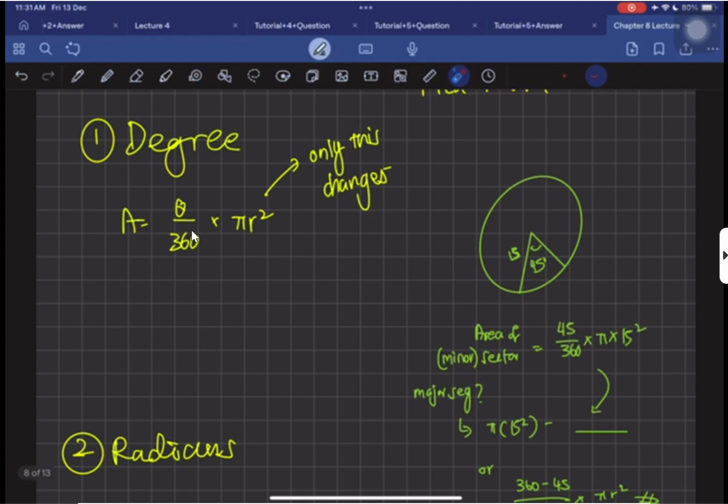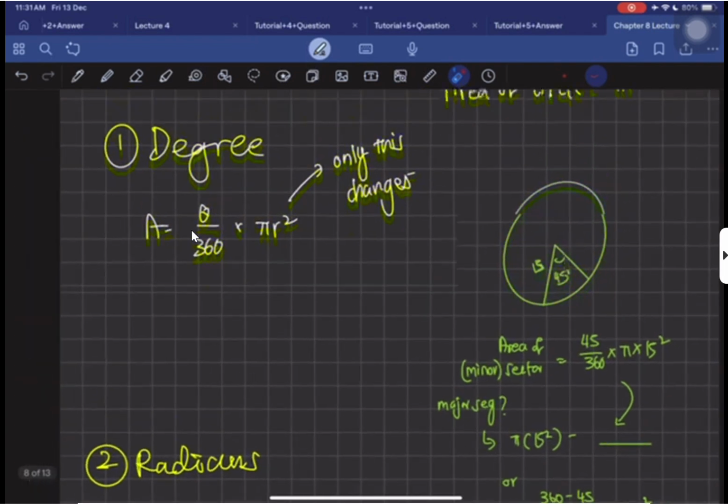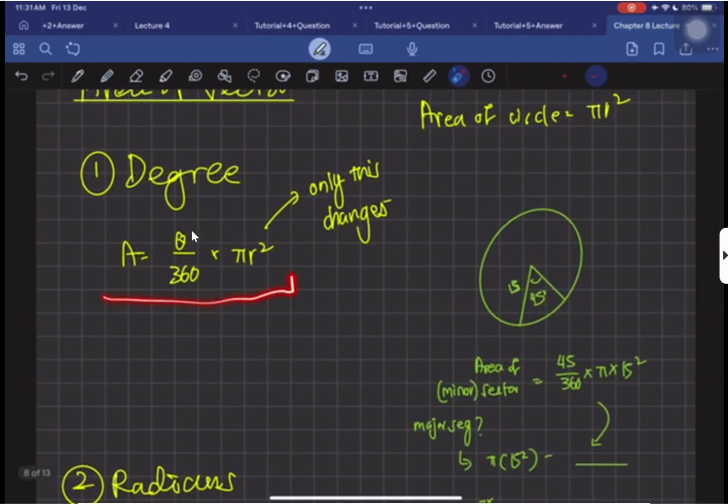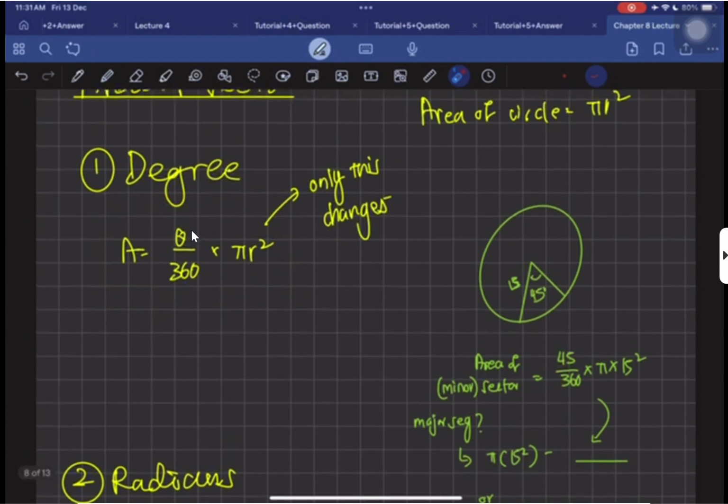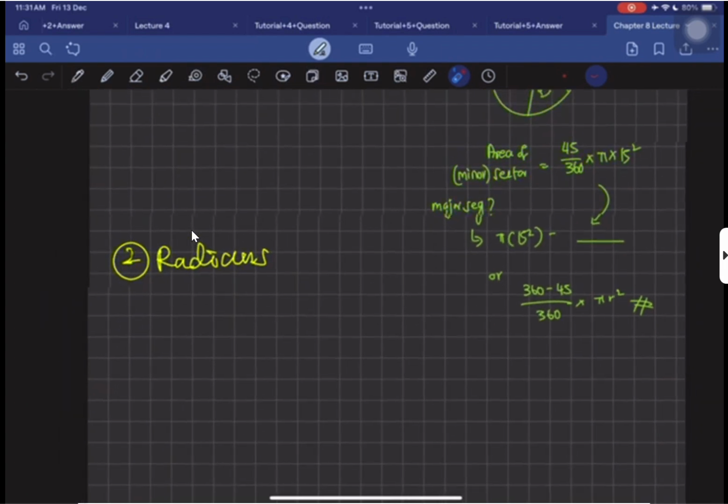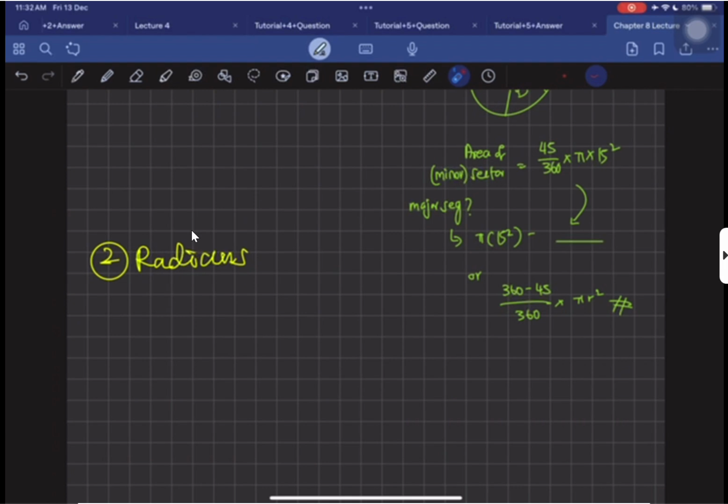Let's say the angle given is 45 degrees and the radius is 15. So it's just 45 over 360 times pi r square. Only this component changes, the rest stays the same. So this gives rise to the formula theta over 360 times pi r square. Previously this was 2 pi r, now it is pi r square. So exactly the same, just from perimeter becomes area. Again, the radian portion, I'll cover it later.